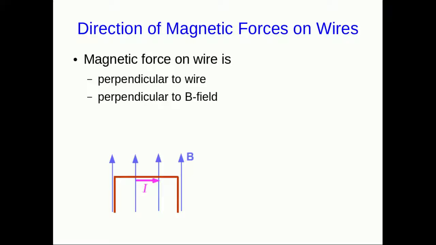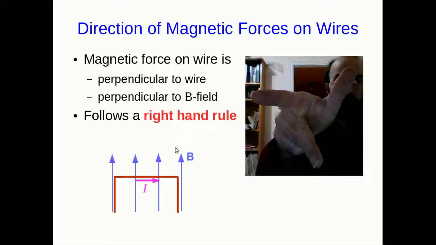So, if you think of this case, with the current going this way and the magnetic field up, that leaves you two possibilities to be perpendicular to both. Either the force is straight out of the screen or it's straight into the screen. And so we decide between those two possibilities using what's called a right-hand rule.